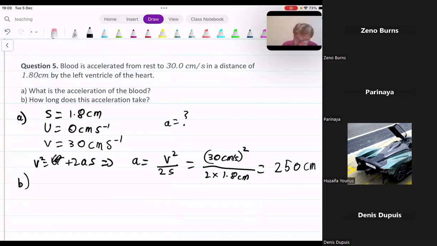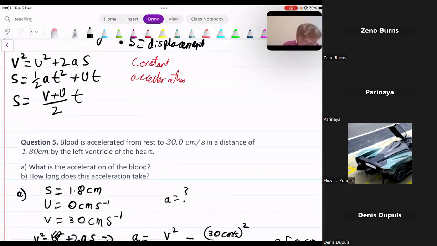So we have acceleration now. So we could use the second equation. We have the displacement, which was 1.8. We have the acceleration now. So we could use the second equation.